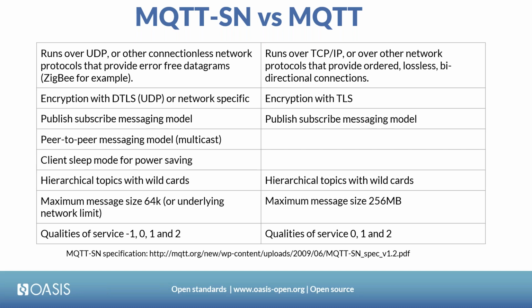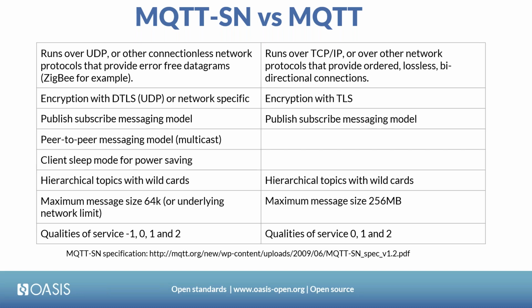Encryption is not supplied by MQTT-SN, as it's not supplied with MQTT. It again relies on the underlying transport. But with UDP, for instance, we could use DTLS. Both MQTT and MQTT-SN use a publish-subscribe messaging model, but in MQTT-SN, there's also a peer-to-peer messaging model using multicast.